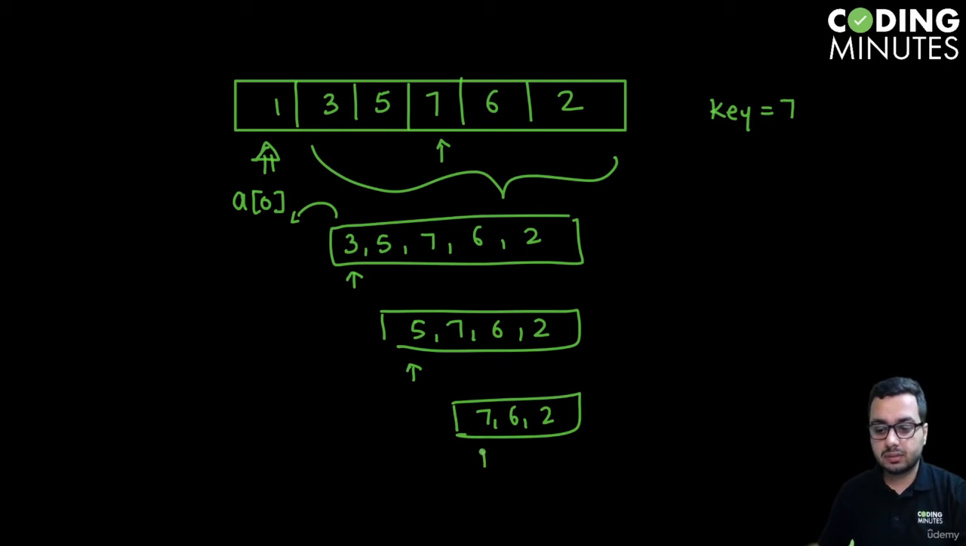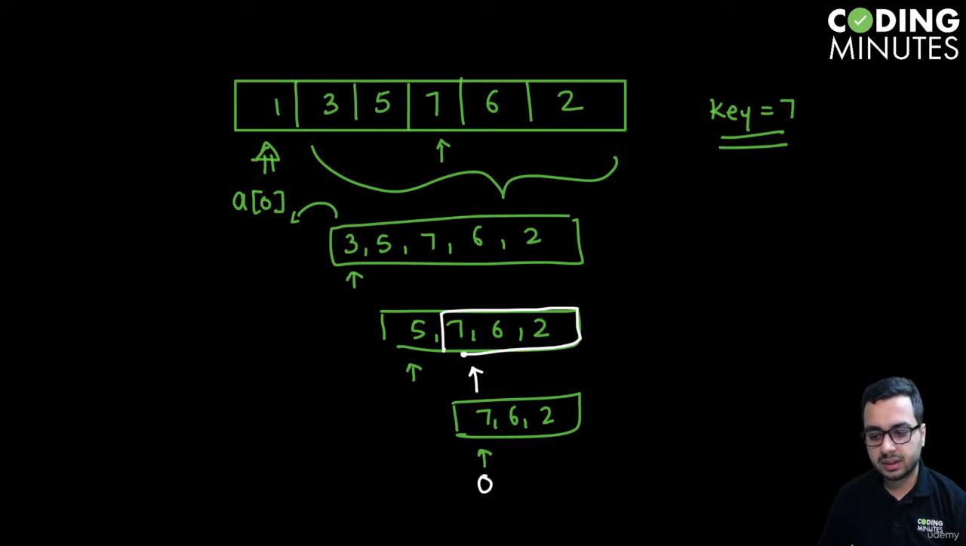Now at this point we look at the 0th element, that is 7, and it is equal to the key element, that is 7. In this case I can return a 0. I can tell my calling function that 7 is present at the 0th index in this array. If in the sub problem it is present at the 0th index, then in the bigger array it is present at the 0 plus 1th index, because we have one extra element here. So it is going to return 1 here.